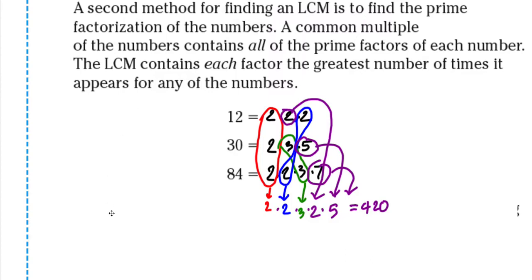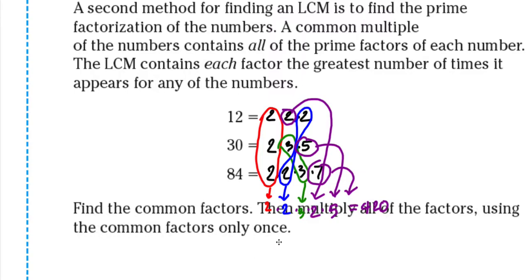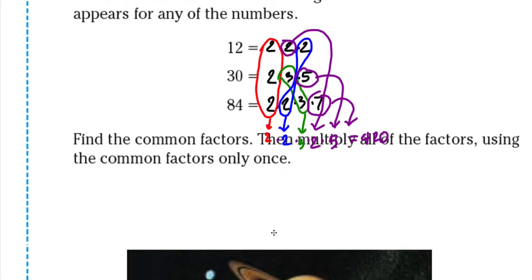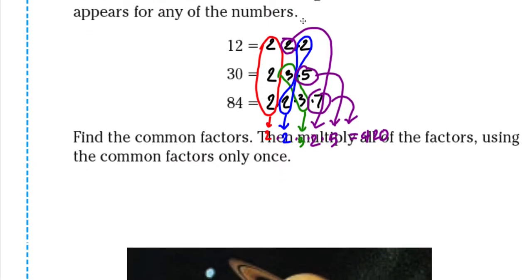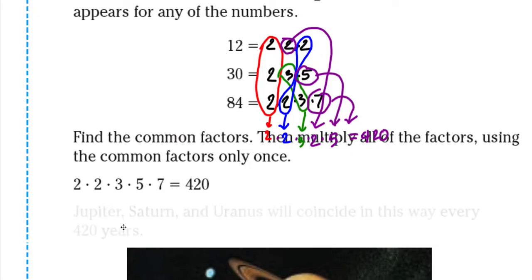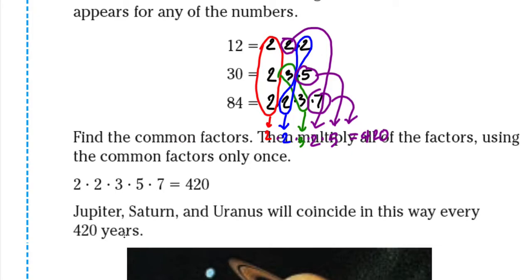And then let me make this reappear. Okay. So we bring them down once. Okay, and that's what it's saying. Find the common factors, then multiply all of the factors using the common factors only once. So the answer would be 420. Jupiter, Saturn, and Uranus will coincide in this way every 420 years. Okay?